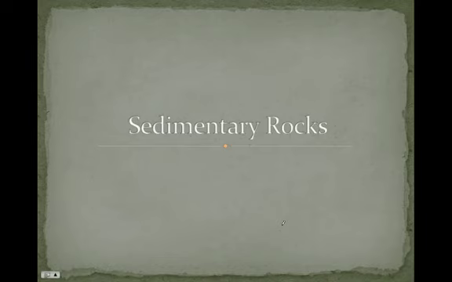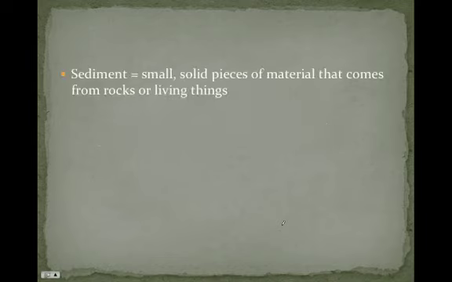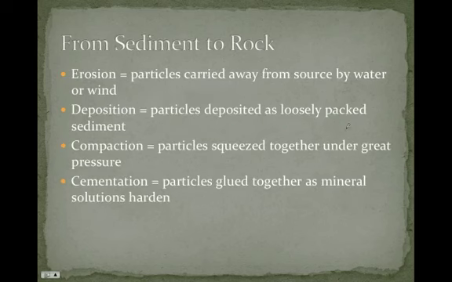This is lecture 6-3, Sedimentary Rocks. Sediment is defined as small solid pieces of material that comes from rocks or living things. Living things, that's when things are organic. So it means not a mineral. Remember, minerals cannot be organic, but rocks can. So sedimentary rock is a type of rock that can be organic, not necessarily, but it can form from once living things. Now, to go from sediment to sedimentary rock, there's pretty much 4 steps that have to take place.